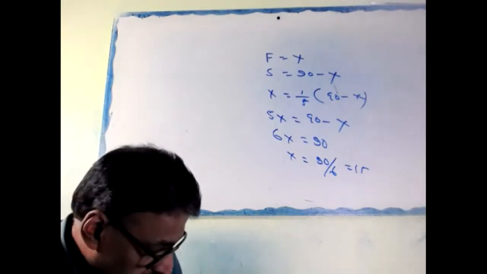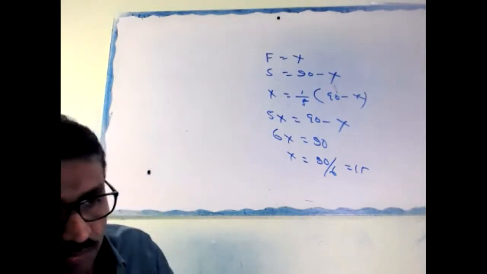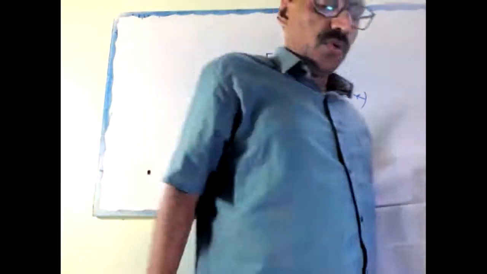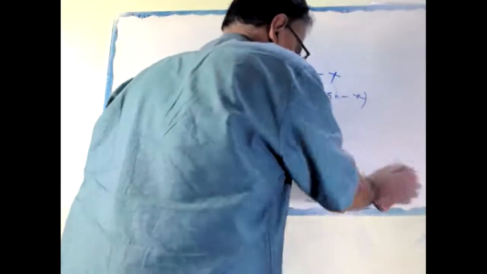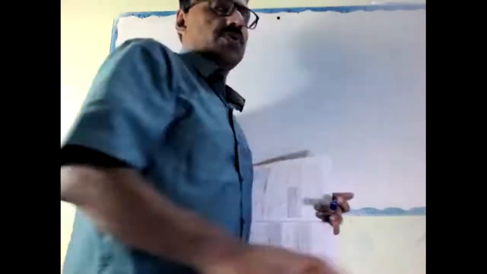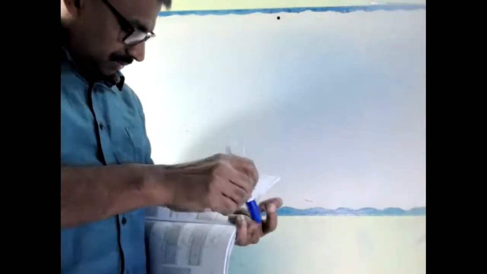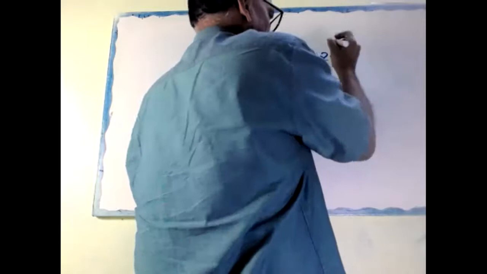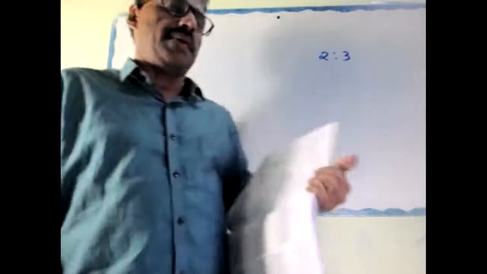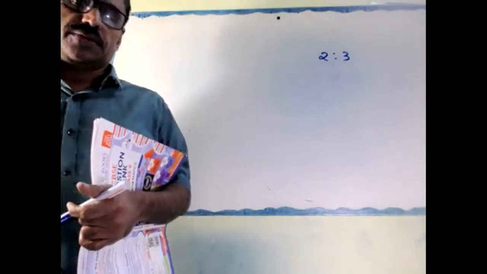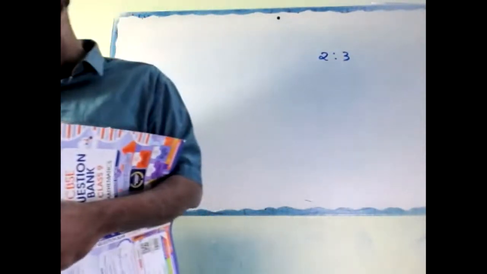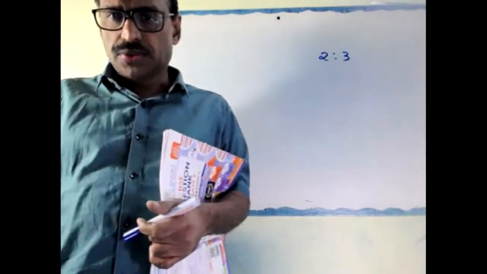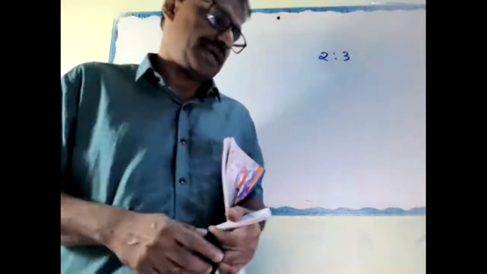Okay, so next one. Two supplementary angles are in the ratio 2 is to 3. Find the angles.